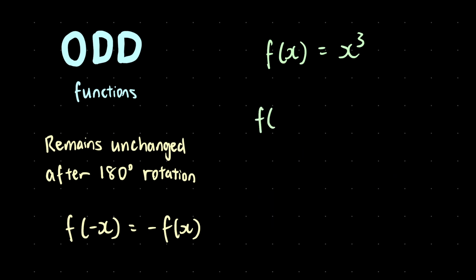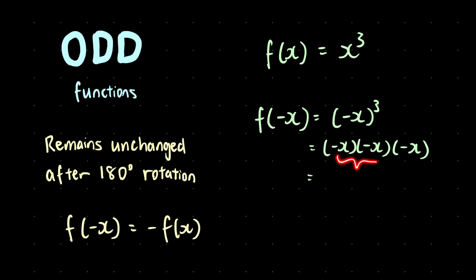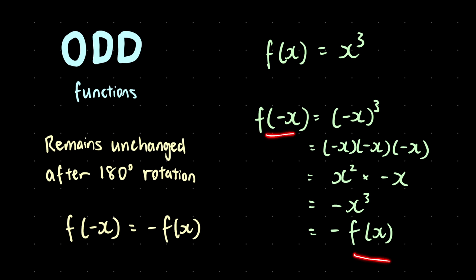So we have f(-x), which is equal to, we sub in negative x to the cubic power. We have negative x times negative x times negative x. Two of these negative signs are going to give you a positive sign. Since we have three negative signs here, the end result is also going to be negative, because there's nothing to cancel out that last negative. So we have x squared multiplied by negative x, and that is equal to -x^3. And if we look at what x^3 is equal to, that was our original function. So -x^3, another way to write that is just -f(x).